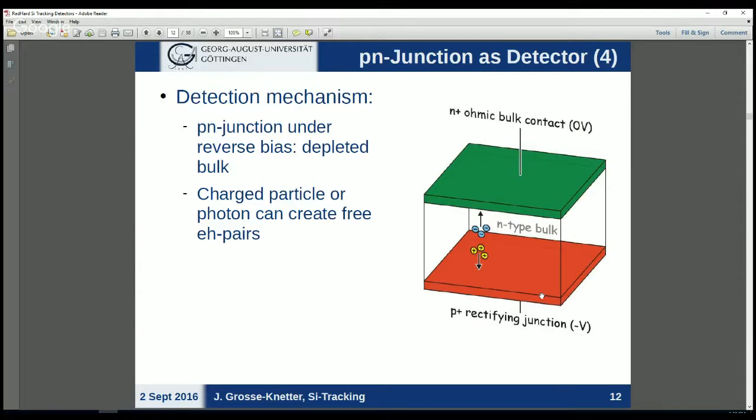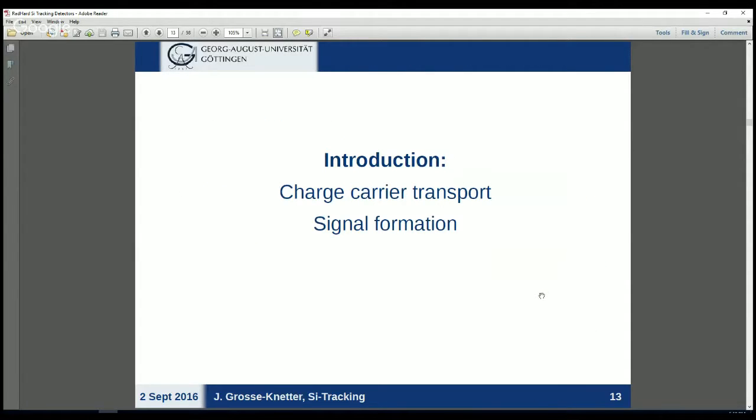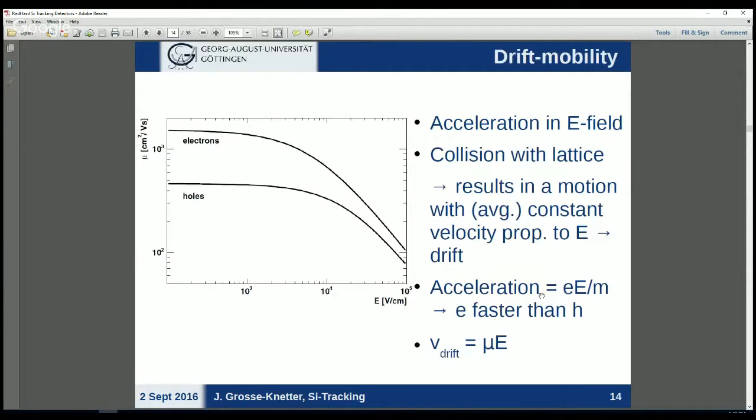Now, it's not the end of the line. We're still within the volume of our silicon, which, well, is not very useful for detecting something on the outside. We have to get to that charge on the electrode. So there's a bit of an add-on feature that we have to talk about, which is charge carrier transport and signal formation, which I will come to now.